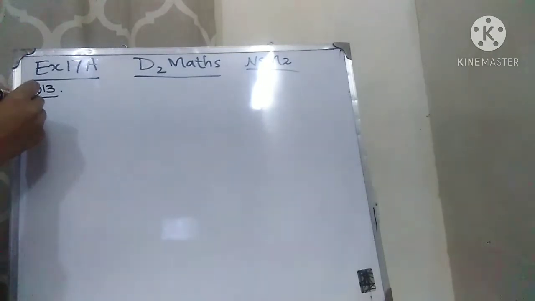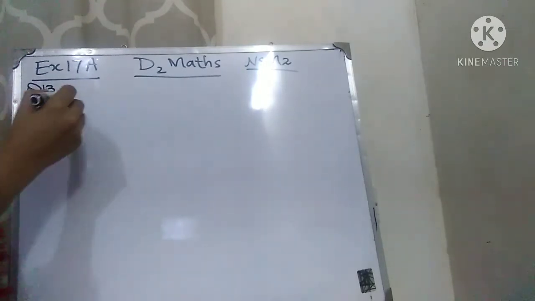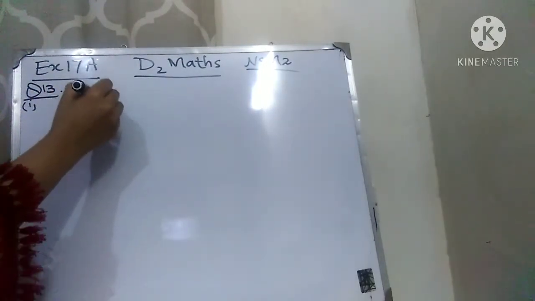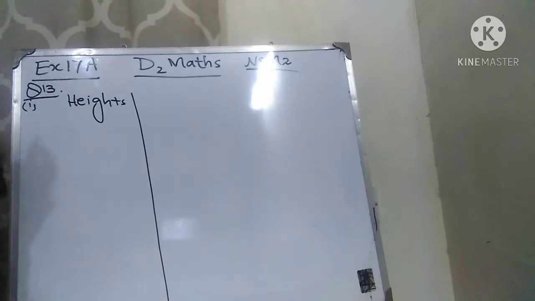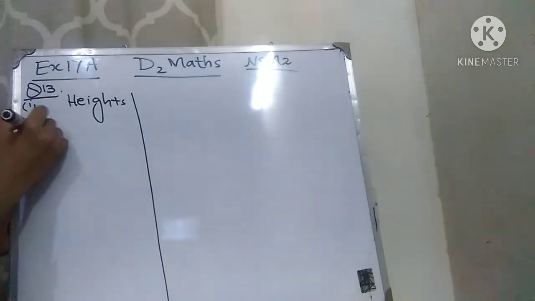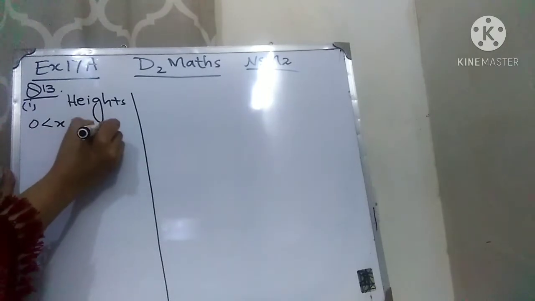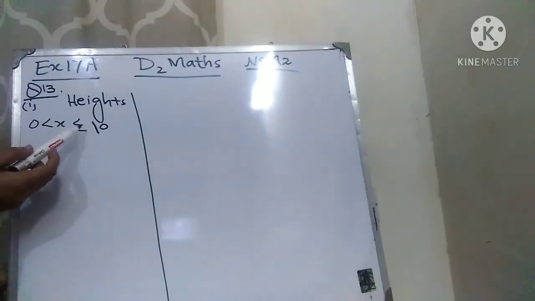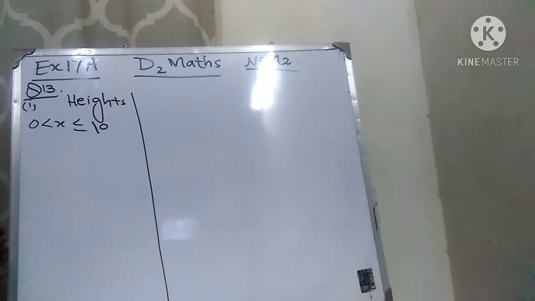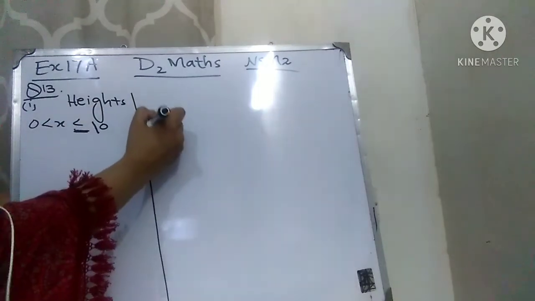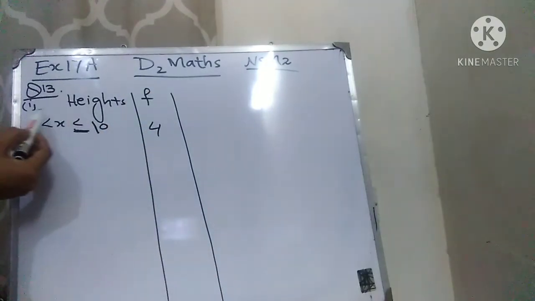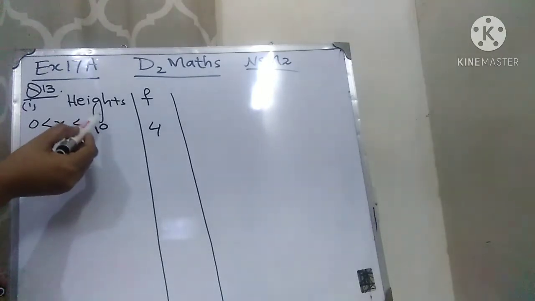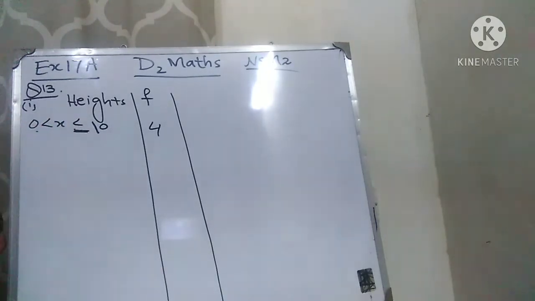Okay, I'm going to explain you part 1 first. First make the table where the heights are given. So heights are 0 less than x less than equal to 10. What does it mean? It means that the values are greater than 0 and less than or equal to 10, which means equal to 10 is included. And how many number of plants are there? 4 plants whose heights are this. Basically, this is the frequency given. It means that there are 4 plants whose heights are within the range 0 to 10.